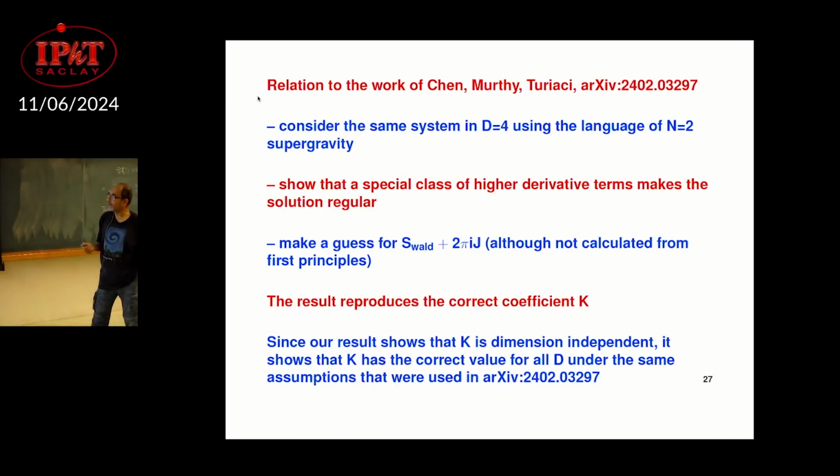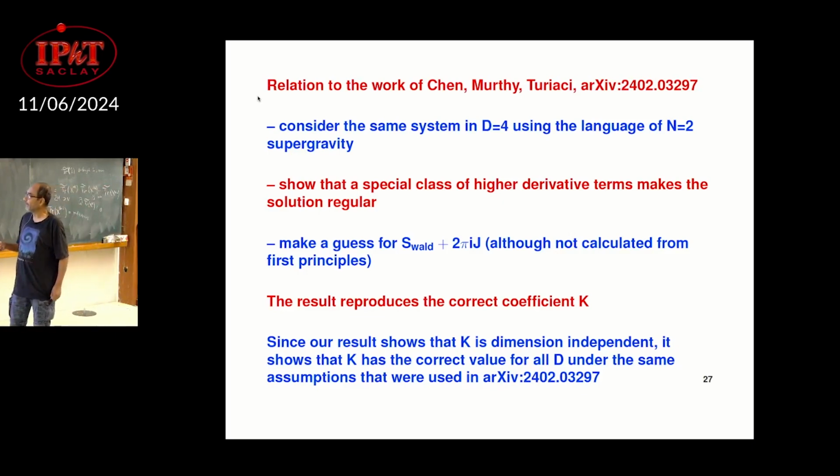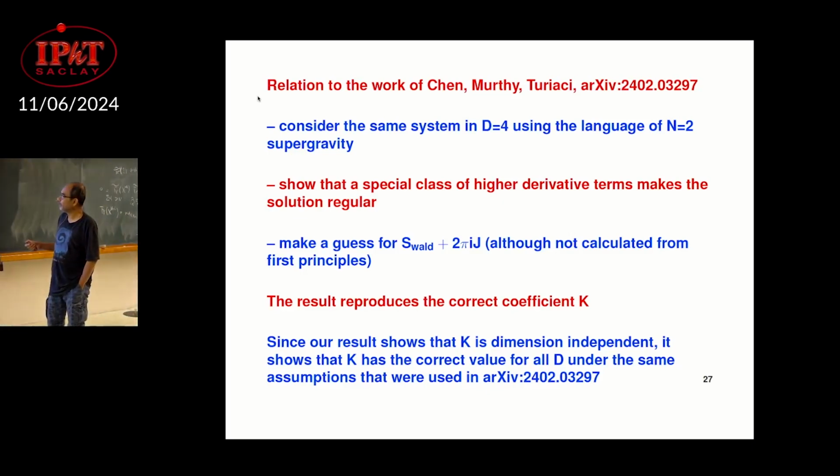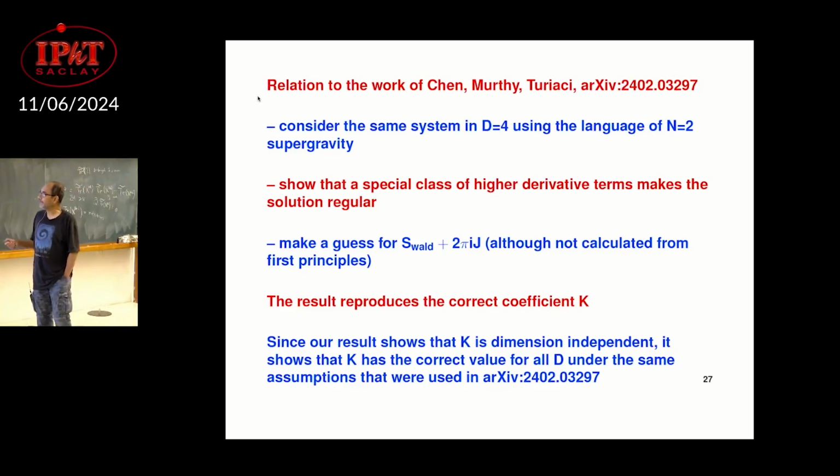Here I can relate this to the work of Chen, Murthy and Turiachi that I mentioned, and I think Samir will talk about this in the afternoon. They consider the same system, but specifically in D equal to 4, and they use a different language. They use the language of N equal to 2 supergravity. And they show that if we include a special class of higher derivative terms, which are the F term corrections to the effective action, then it makes the solution regular.